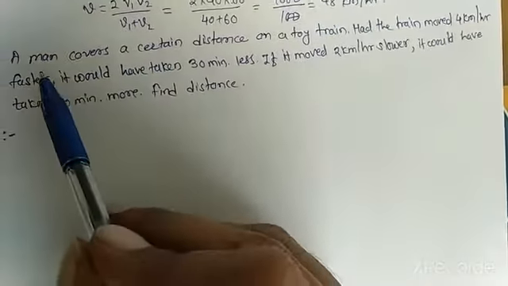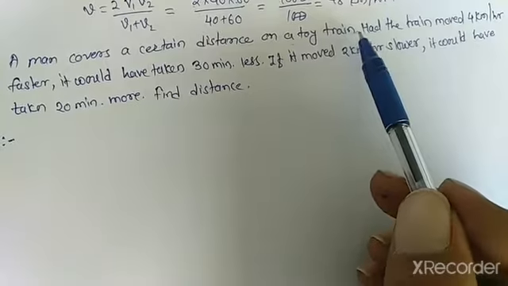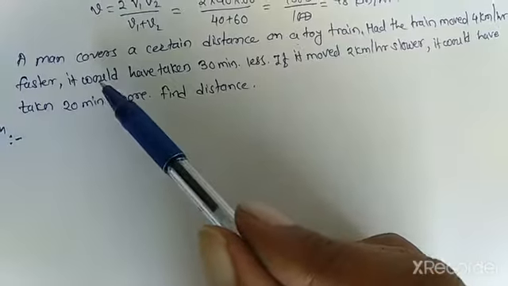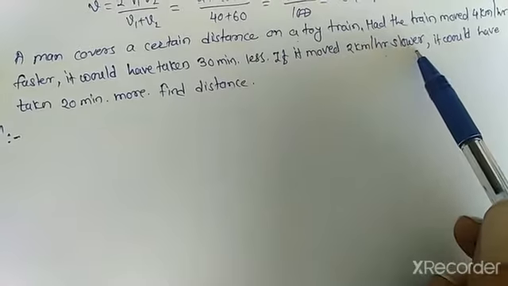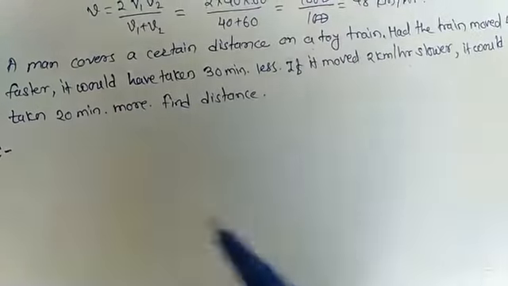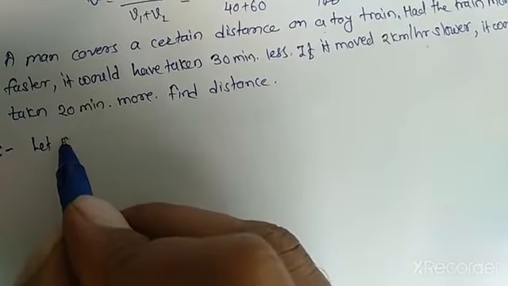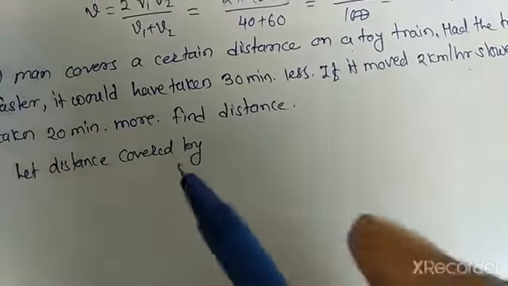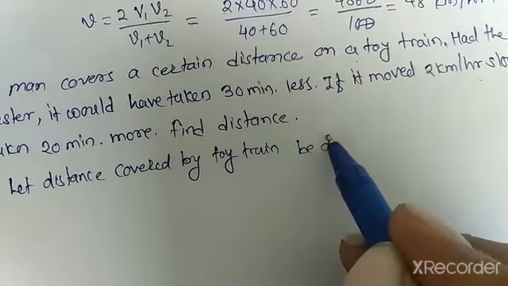Now the next question. A man covers a certain distance on a toy train. Had the train moved 4 km per hour faster, it would have taken 30 minutes less. And if it moved 2 km per hour slower, it would have taken 20 minutes more. Find the distance. Now here, first let the distance covered by the toy train be d kilometers.